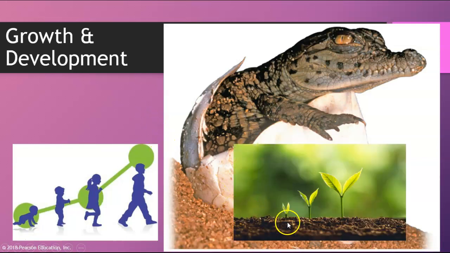Plants also do the same thing. Not only are they going to grow bigger, but they're going to develop other organs that can be used for the plant's feeding itself, for the reproduction. All of those different things are going to develop from the basic plant itself as it grows.